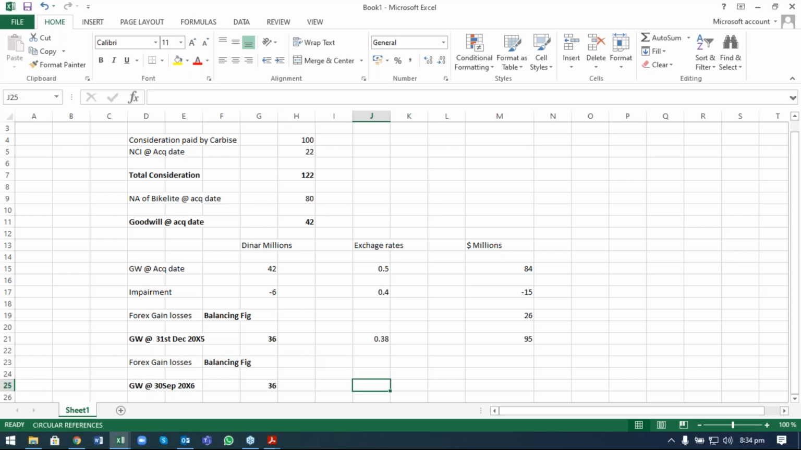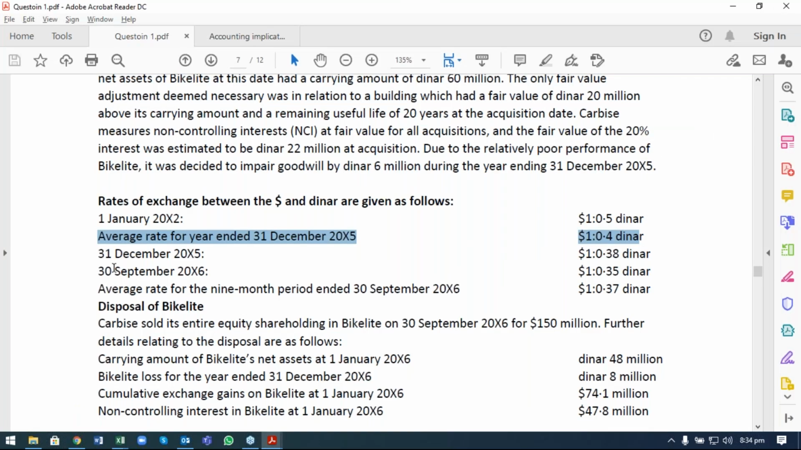What is the exchange rate on 30th September 2006? The exchange rate on 30th September was 0.35. We're not going to use this average exchange rate. This average exchange rate was given for some other sort of calculation.